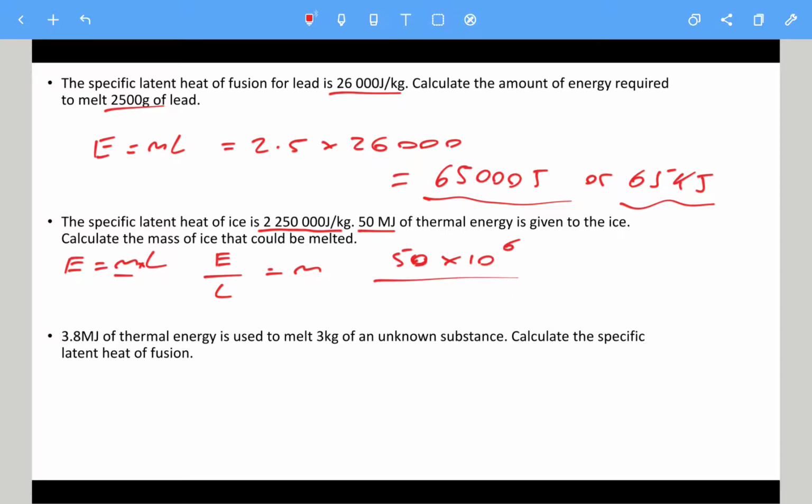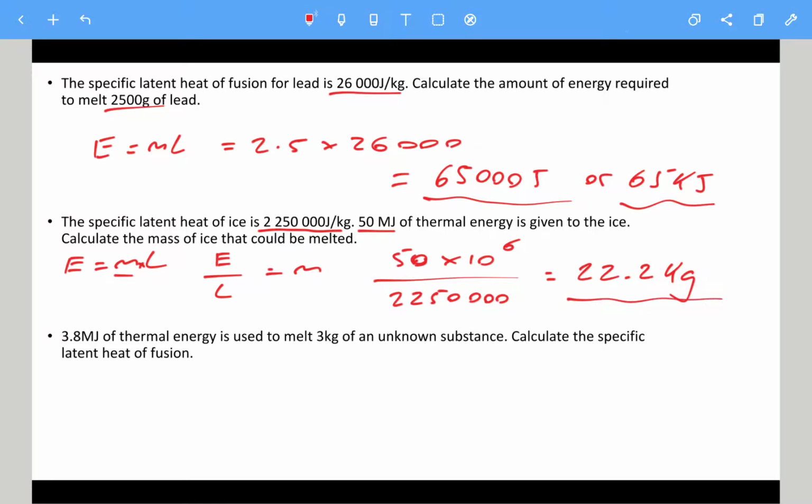So we're going to divide that by the specific latent heat of fusion, which is 2,250,000 joules per kilo. Put that in a calculator and we get 22.2 kilos.